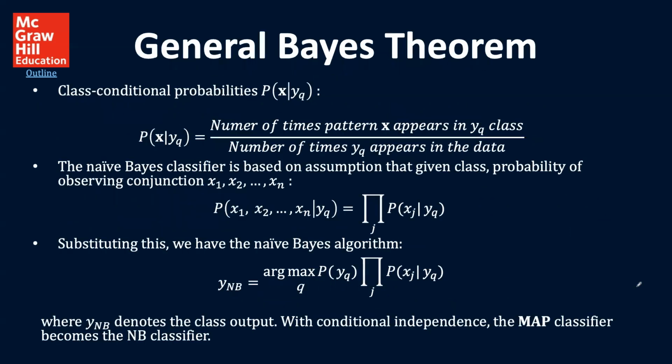Here we have some more development of the general Bayes theorem. We have the class conditional probabilities, and then the naive Bayes classifier is based on the assumption that, given the class, the probability of observing the conjunction is given here. Substituting this, we have the naive Bayes algorithm, where y NB denotes the class output with conditional independence, and the MAP classifier becomes the NB classifier.